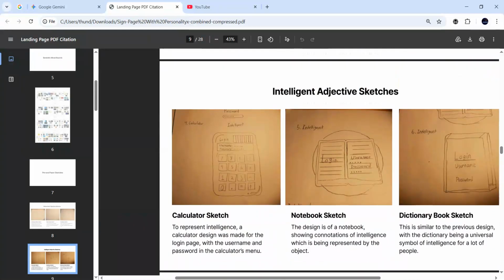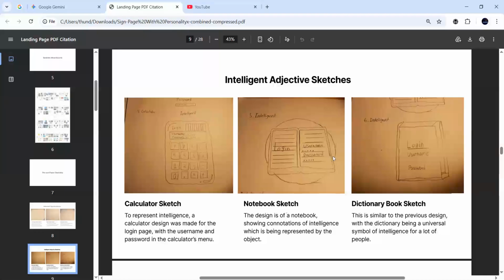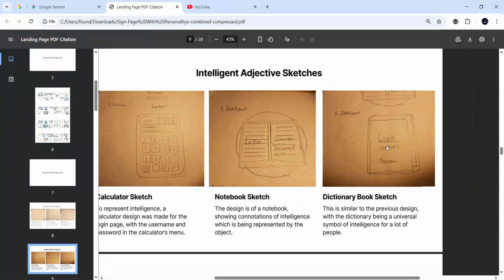For intelligence, I decided to do a calculator, which is kind of a universal symbol. A notebook, which typically has connotations of intelligence, which is why I decided to create a design around that. And then a dictionary, which is similar to the notebook because a dictionary is also seen as a universal symbol of higher learning.